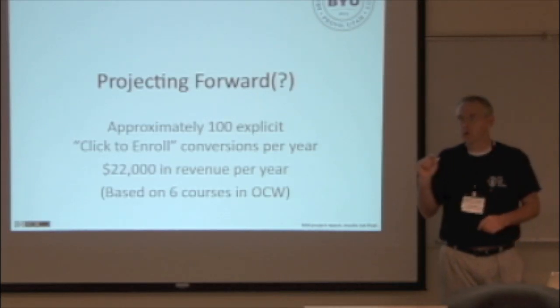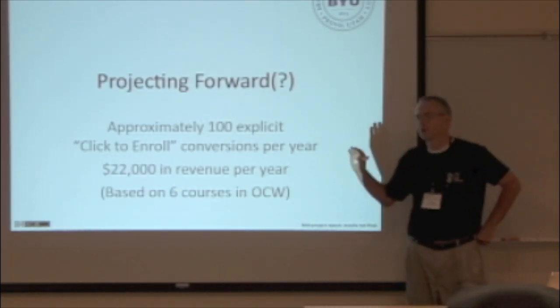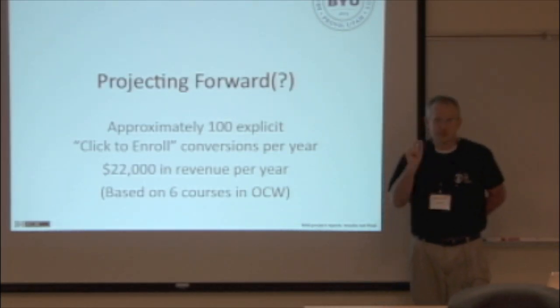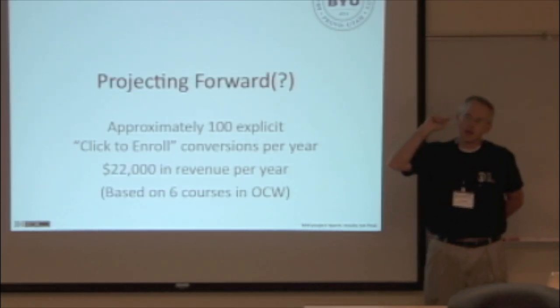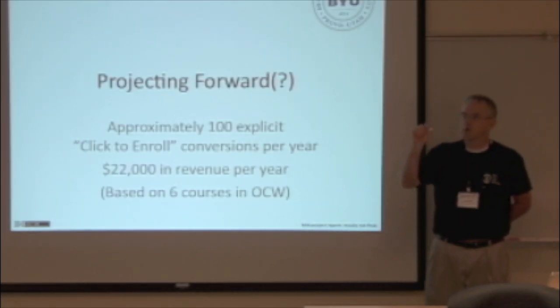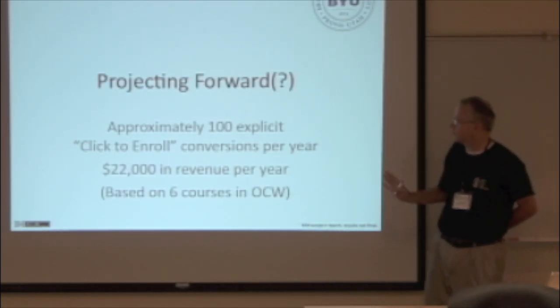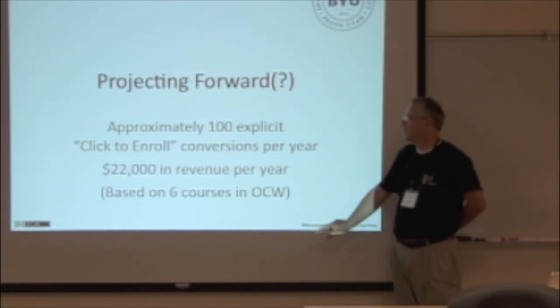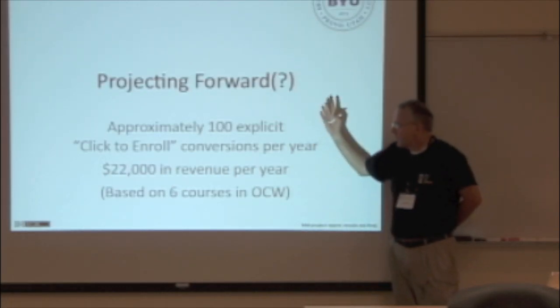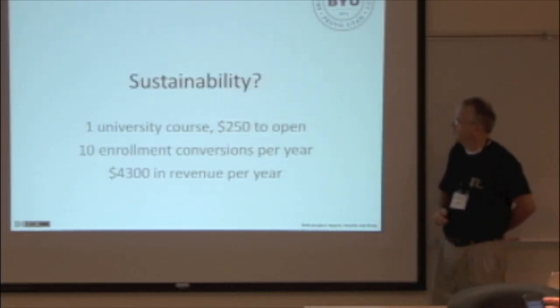Now this is using the conservative number, not the 302 that enrolled through the OCW channel, just the ones that explicitly said on the OCW site, I love this course, I want to enroll in it, I'm clicking on the button and I'm taking it. This is the most conservative scenario. So based on six courses, it's about 100 people a year, about 22,000 in revenue.